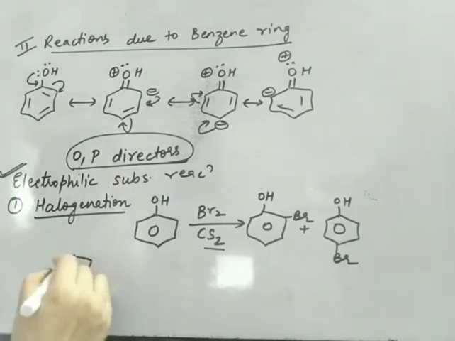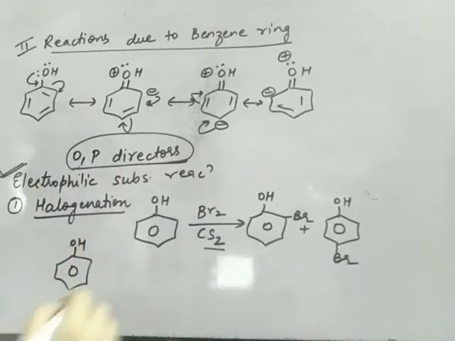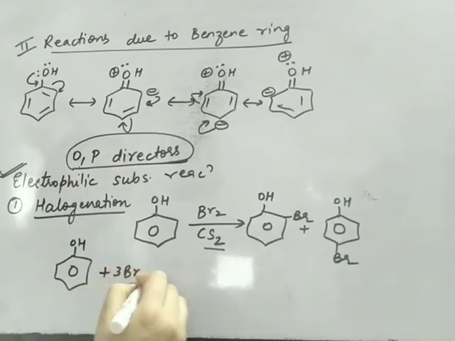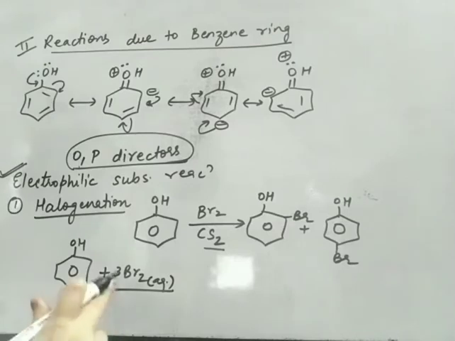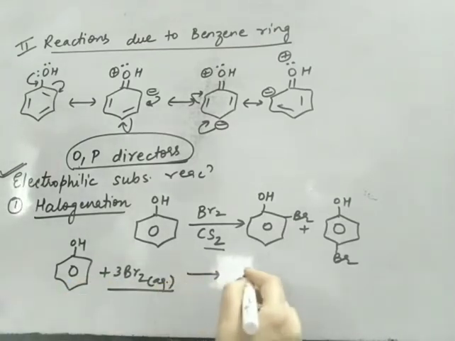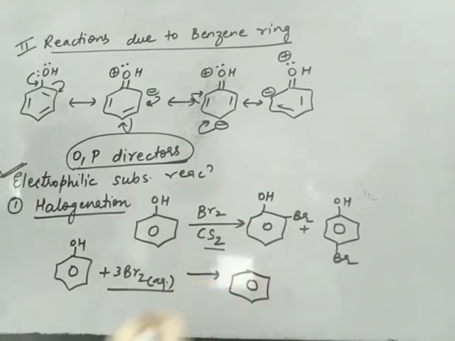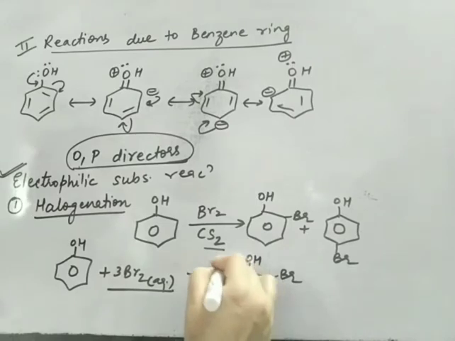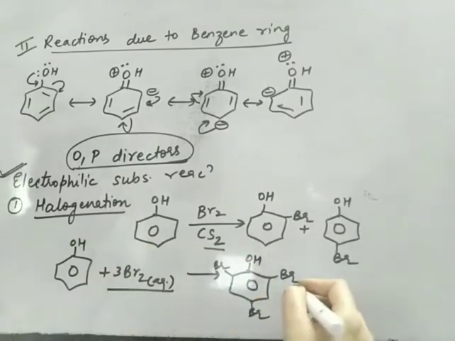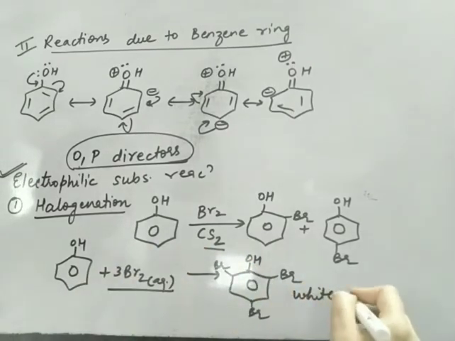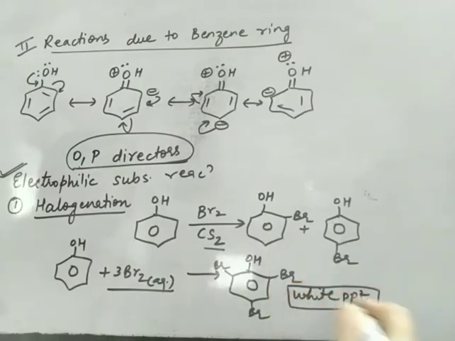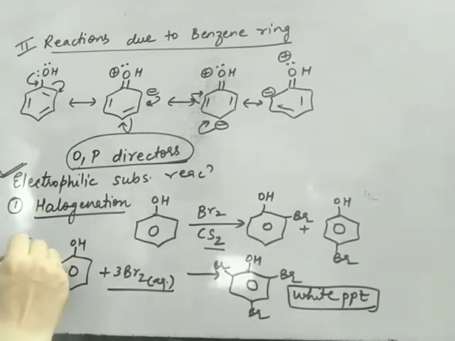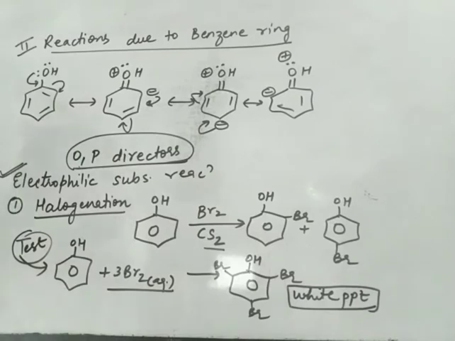But suppose I take phenol and I take 3Br2 aqueous, now this means bromine water. Okay, bromine water. 3Br2 aqueous means it is bromine water. Excess of bromine is there. So what will happen? You will get this type of compound, 2,4,6 tribromophenol, and it is a white PPT. So when phenol is treated with bromine water, we get white PPT. So it can be used as a test for phenol.